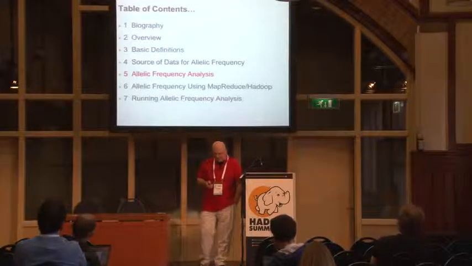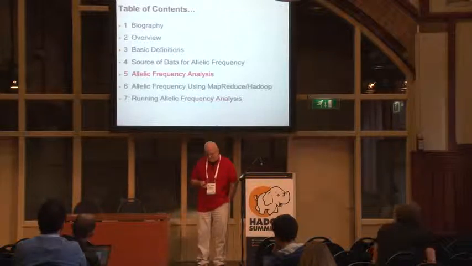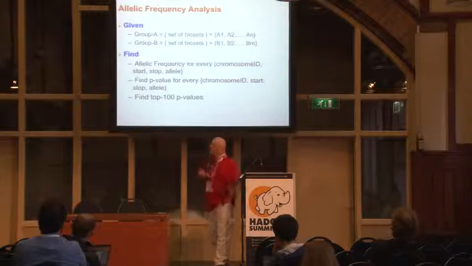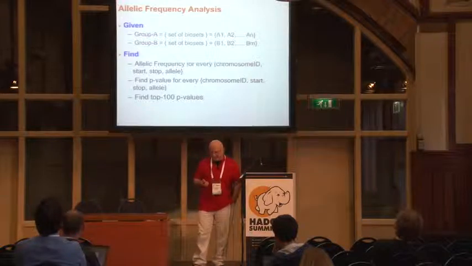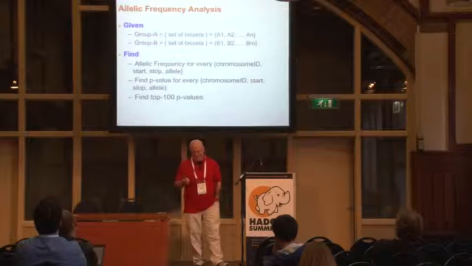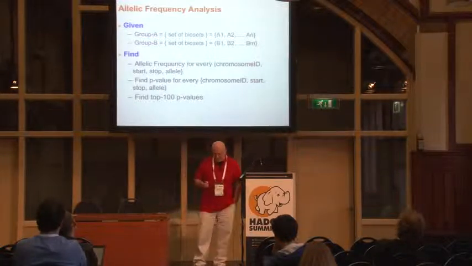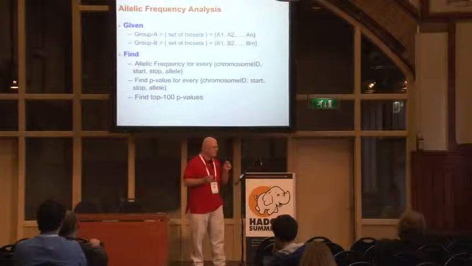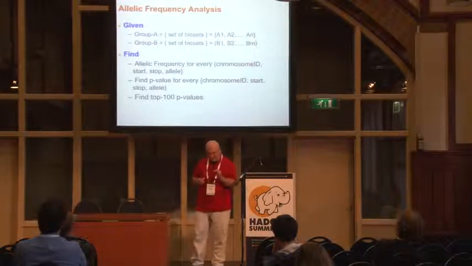Next, I will talk about the allelic frequency analysis. What does that mean? What's the problem and what are we trying to find? Given two groups, group A is a set of biosets, and group B is another set of biosets, we want to find the allelic frequency for every chromosome ID, start, stop, and allele. So that will be your key. The key will be the chromosome ID, start, stop, and allele.